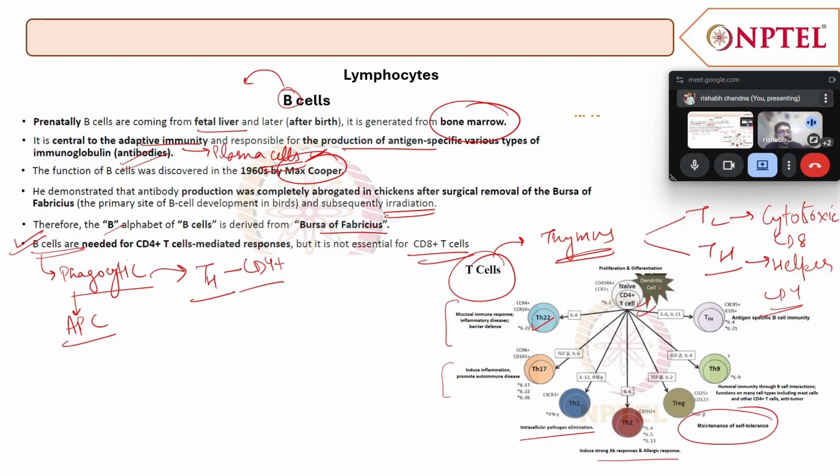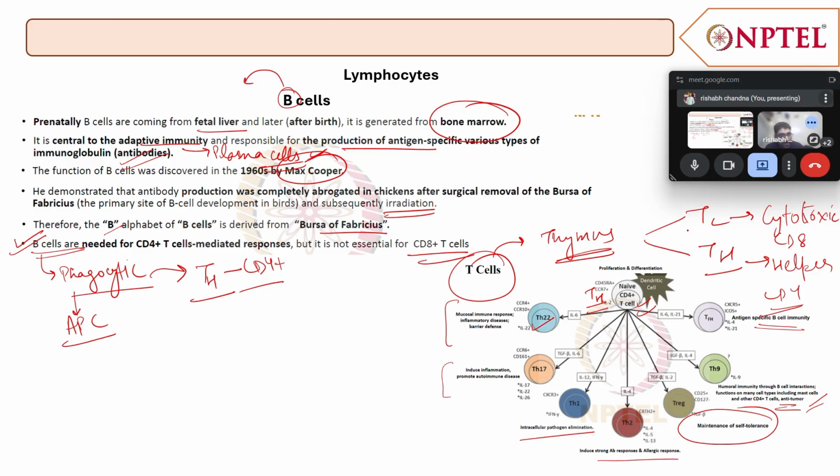Then we have TH9, it helps in B cell interaction and interaction with the mast cells and other CD4 subtypes. Then we have TFH, that is antigen specific B cell immunity. It helps in the B cell immune response amplification. So these are the different subtypes of the TH cells and how they are activated under different conditions.